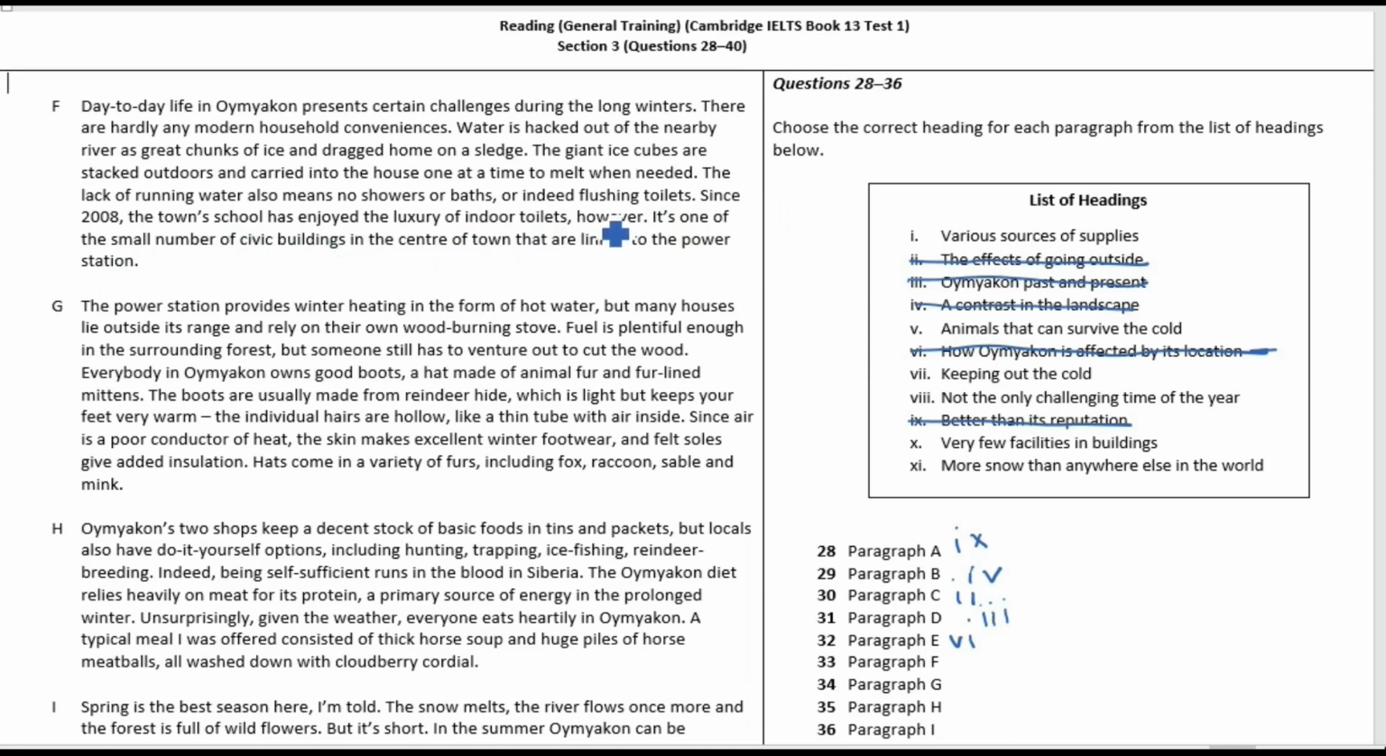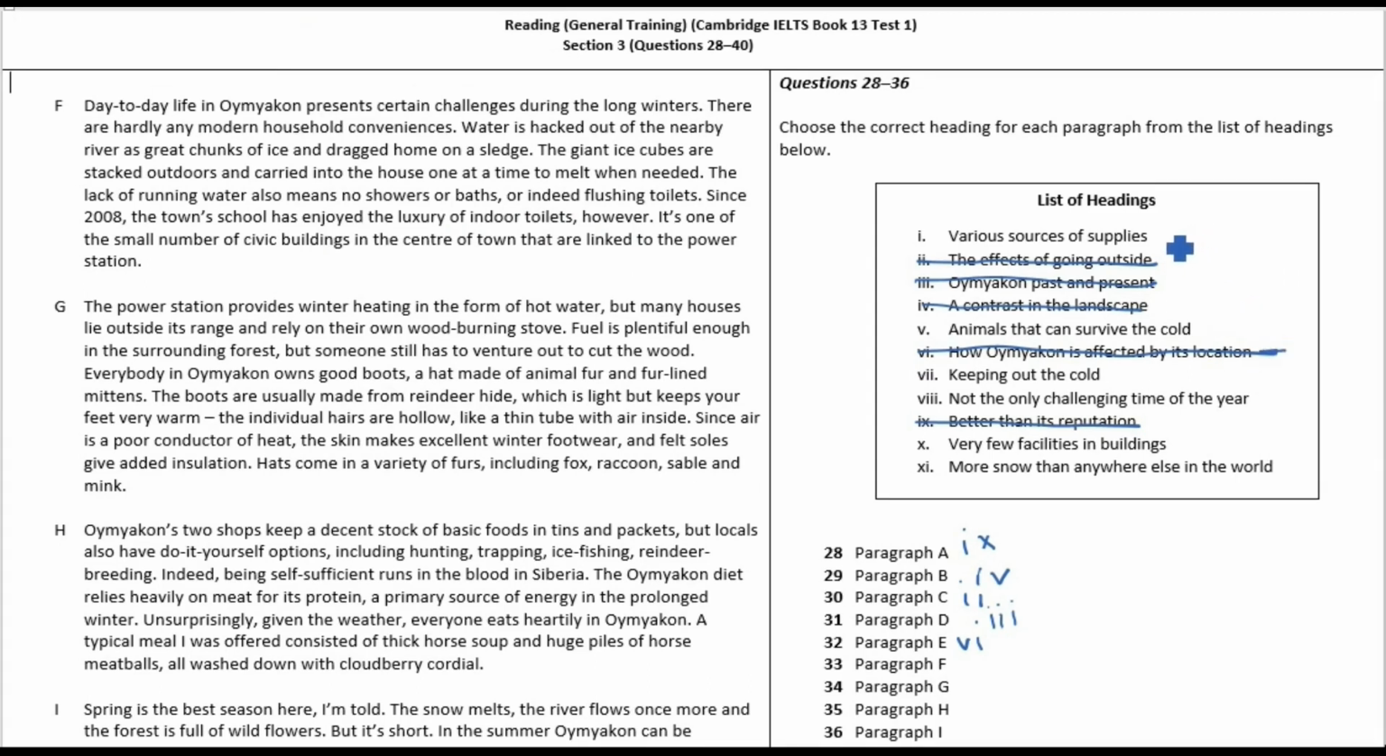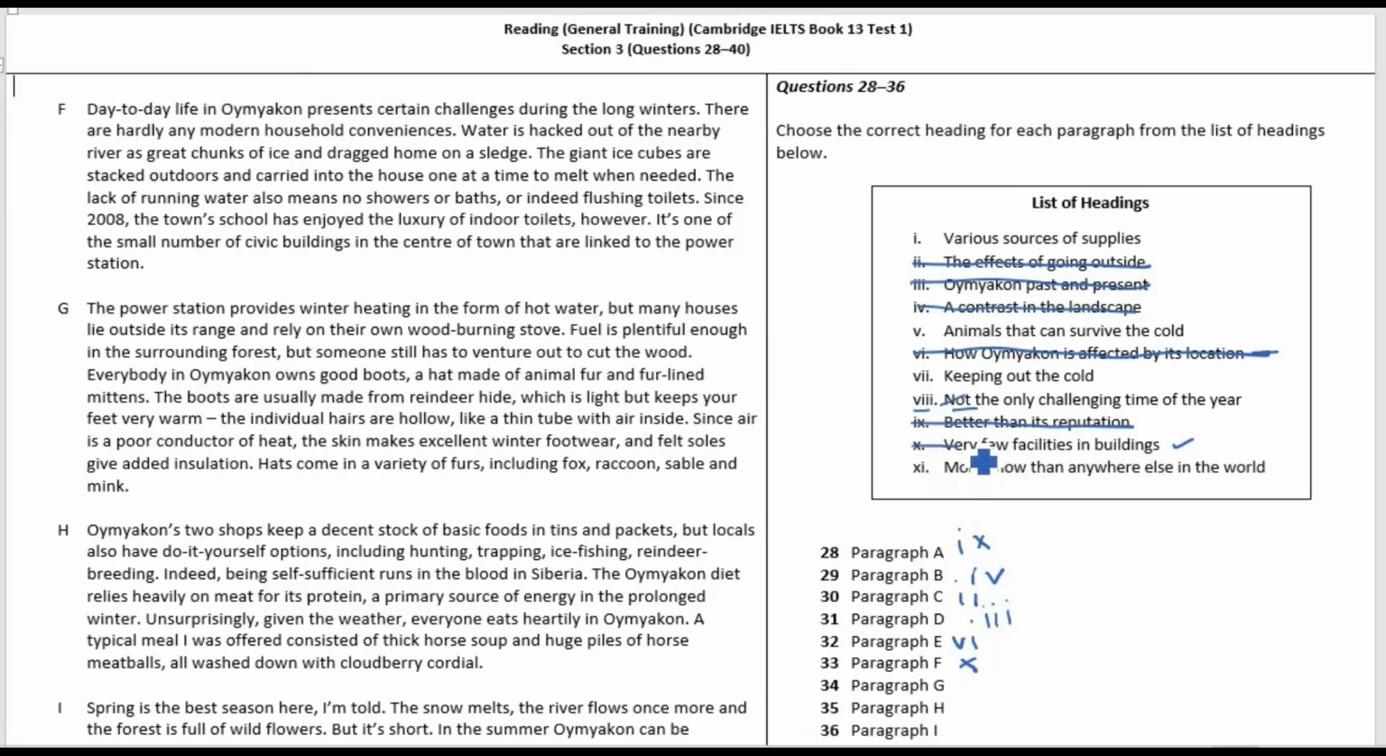We start looking at the headings now. First one about supplies, no. Animals, no. Keeping out the cold, no. Not the only challenging time of the year. I could have mistaken it to be this one had I not read the not part carefully. Because it is talking about long winters, but then there is no comparison to any other time. And it is certainly about the challenging time of the year and not the only challenging time. Very few facilities in buildings. Certainly it could be this one. More snow than anywhere else? No. So the answer is the 10th one and I'll cross it out.